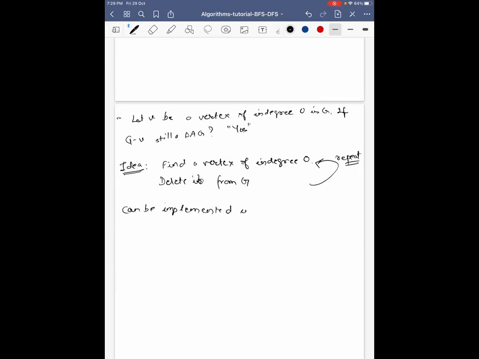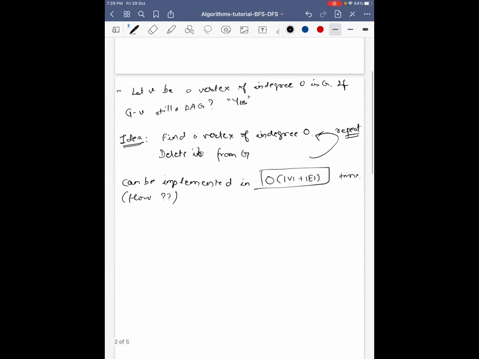Sir, what do you mean by linear time? Is it like some linear function of...? Yeah. Okay. So whenever we are talking about graphs, by linear time, I mean linear in the size of the input. Okay, sir. In V plus E time. How? That is something that I'll leave for you to think. You can very nicely implement this idea in linear time. Yes sir, we'll try.